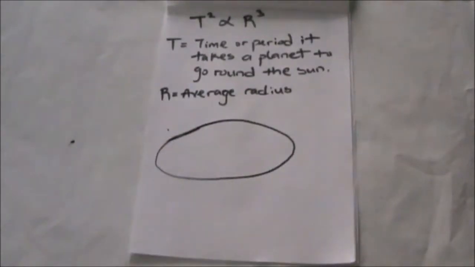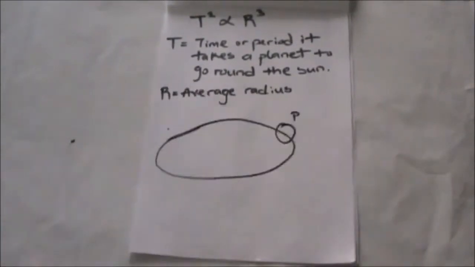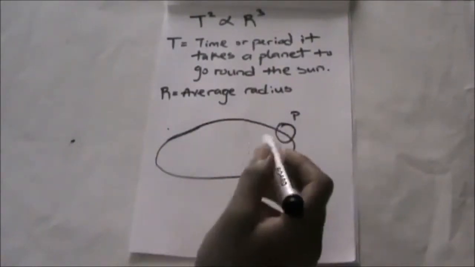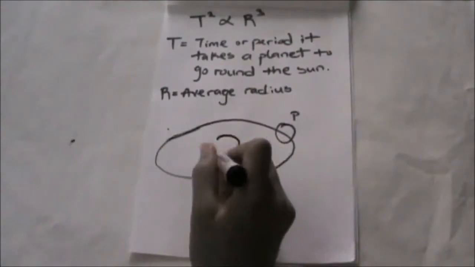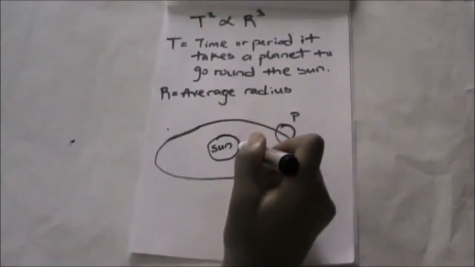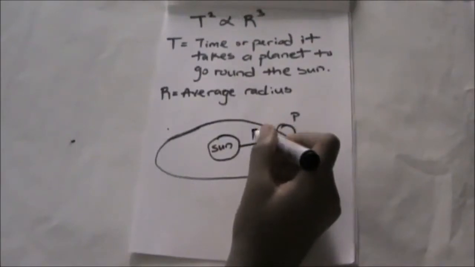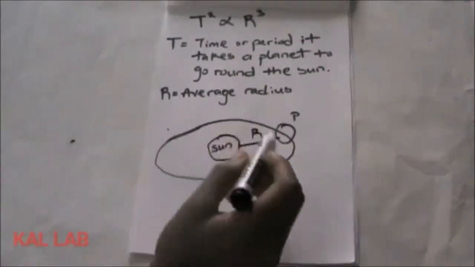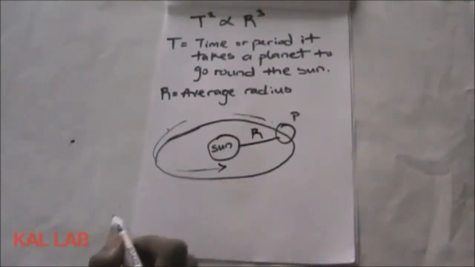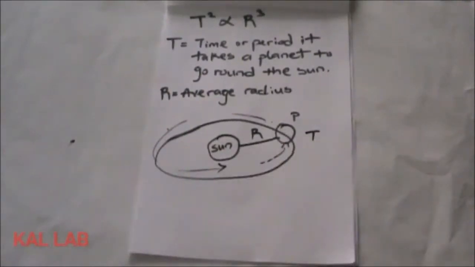Assuming this is the orbit of a particular planet P, we all know that orbits are in an elliptical shape, not really a circle. And take for example, this is our sun. So the distance between the planet and the sun is r, which is the average distance, and the time it takes this planet to go around the sun to this very point is T, the period.